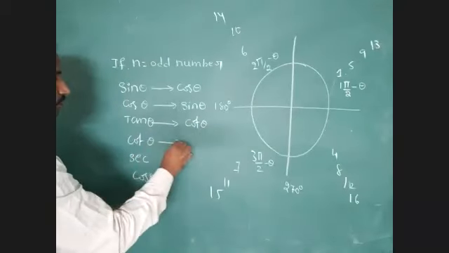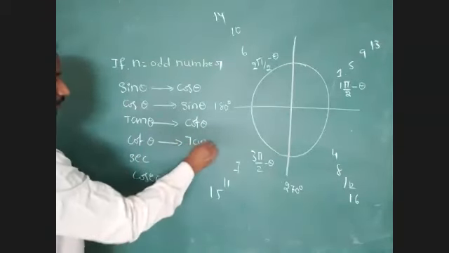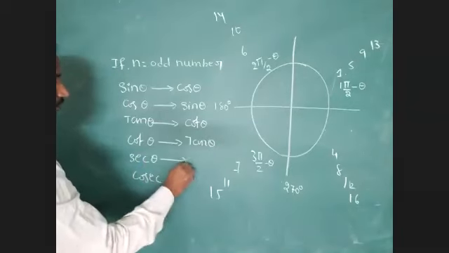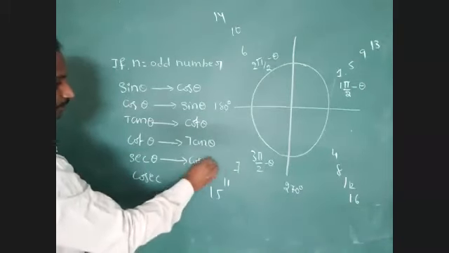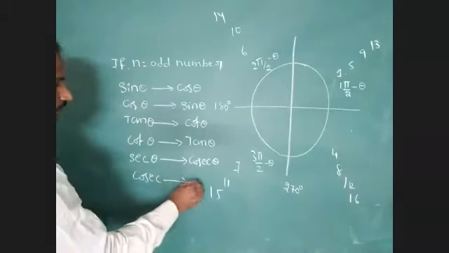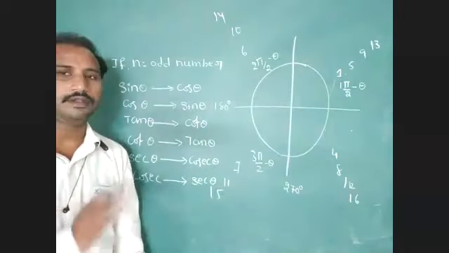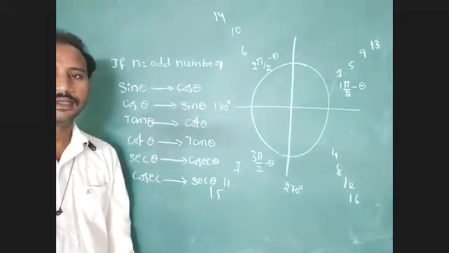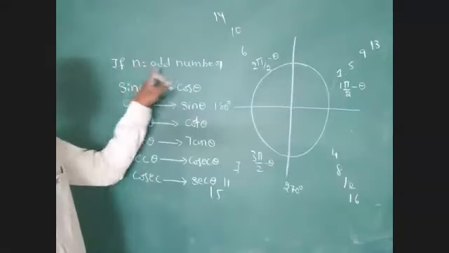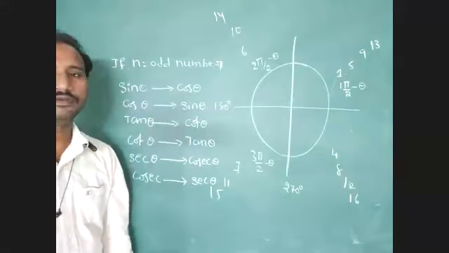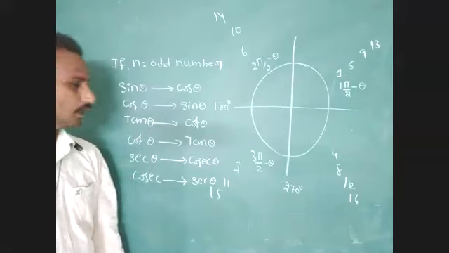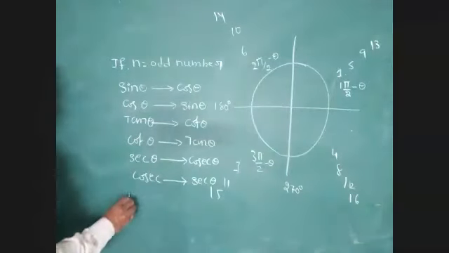Cot theta changes to tan theta. Secant theta changes to cosecant theta. Cosecant theta changes to secant theta. So all trigonometric functions change when n is an odd number. Okay, next one.